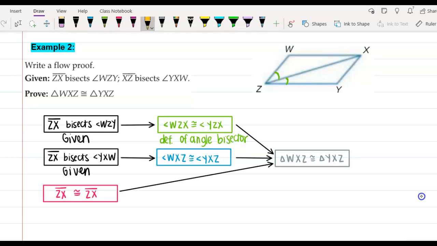Very, very similar. ZX bisects YXW. So YXW is that angle there. So the two smaller angles that ZX has now created are the same. WXZ, this one here, and then YXZ, this one here.